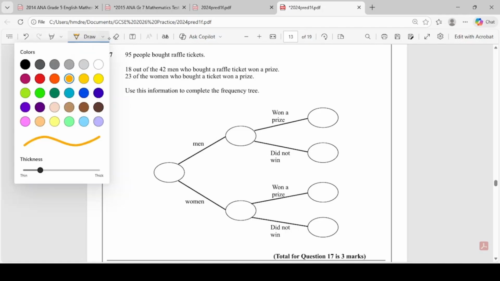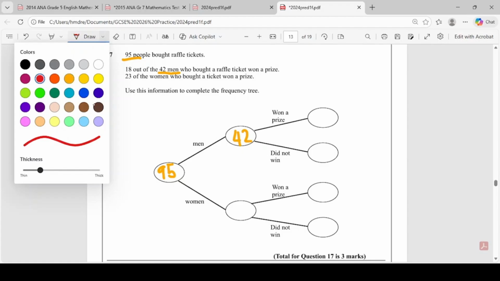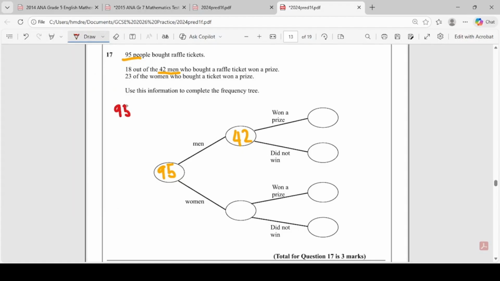So let's see. There's 95 people that bought raffle tickets. So that's our total here, 95. 18 out of the 42 men. So that tells us that there are 42 men in total. So we can put that here, 42 men. That means we can work out how many women there are. So there's 95 people in total. Take away the 42 men. 5 take away 2 is 3. 9 take away 4 is 5. It means we've got 53 women.